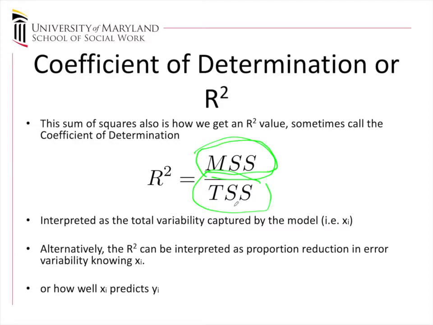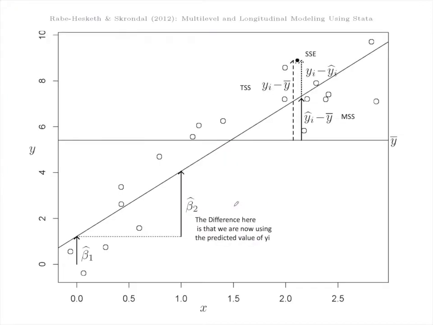And you've interpreted these before as a proportion of reduction in error, knowing the x's, or how well x predicts y, however you want to phrase this. Mathematically, it's the proportion of variance attributable to the model over the total amount of variance. So how much of the variance is captured by the model?